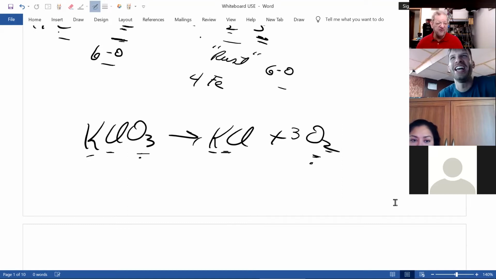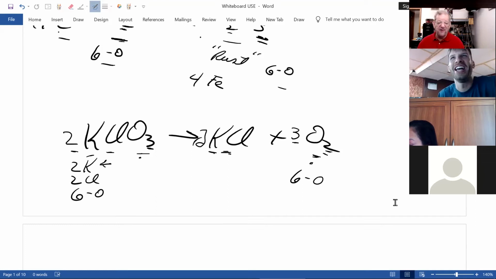So let's take a look at this. I have 2 potassium, 2 chlorine, and 6 oxygen. All I've done is multiply this times the number of atoms in the molecule. On this side, if I look over here, 3 times 2, I have 6 oxygen, looking good, but I only have 1 potassium, 1 chloride. I need 2. So how do I do that? Put a 2 in front. Oh, that's the ugliest looking 2.